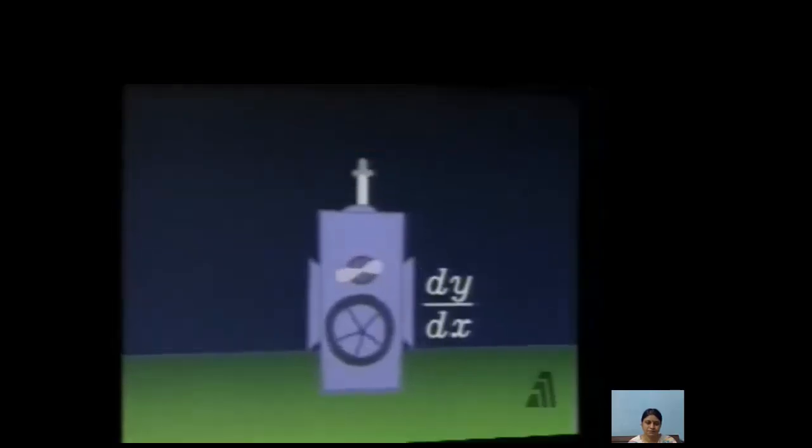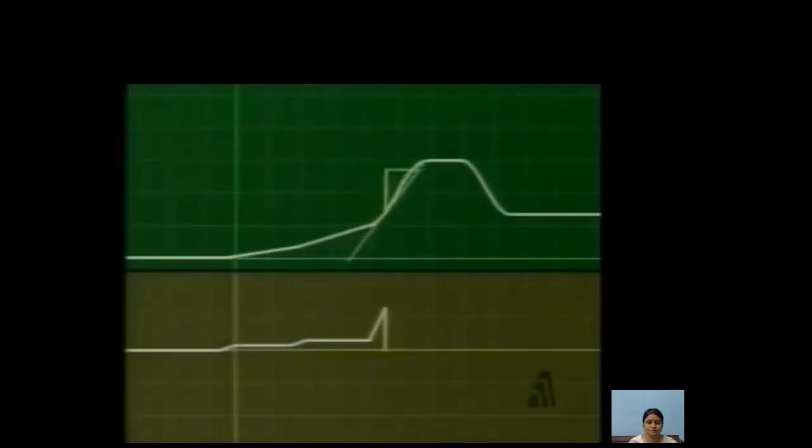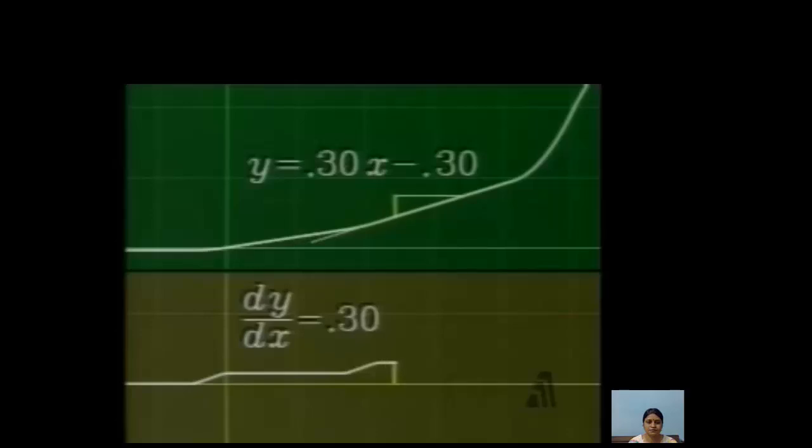The derivative of a function is the slope of its tangent at each point. The derivative of a function is itself a function. If the function is linear, the slope is constant, and the derivative is just that constant.